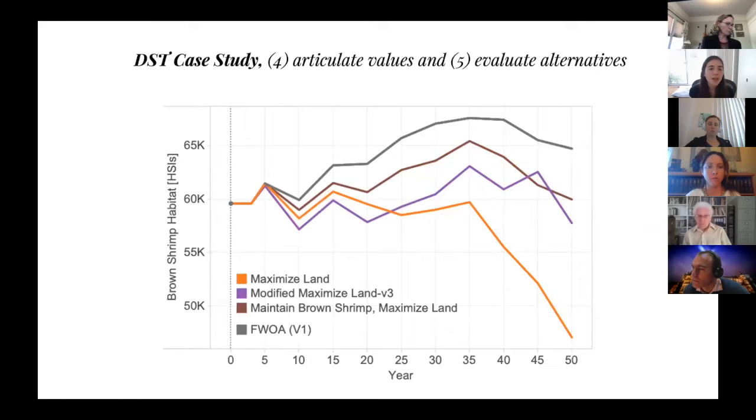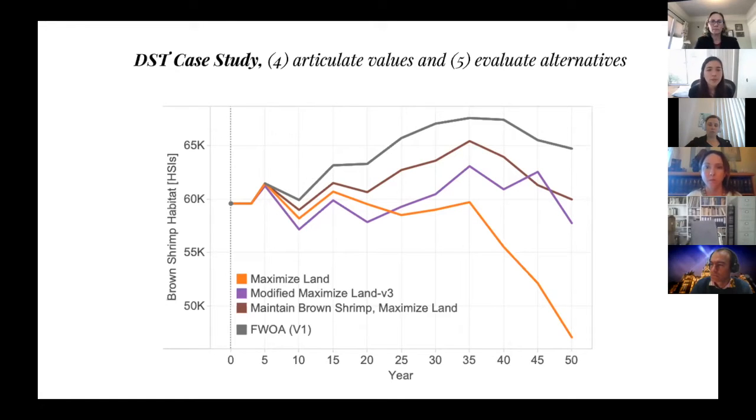Here is one example of how the tool shows trade-offs informed by the interests of local stakeholders. So the question here was, can shrimp habitat be improved without substantial reductions in land outcomes? So if we look at this figure here, on the x-axis we have year, and on the y-axis we have brown shrimp habitat. And I'm just going to walk us through what the various visual lines in the visualization indicates. So this visualization indicates that a portfolio of master plan projects developed to maximize land would lead to a significant decline in brown shrimp habitat. That's the orange line, as compared to the future without action.